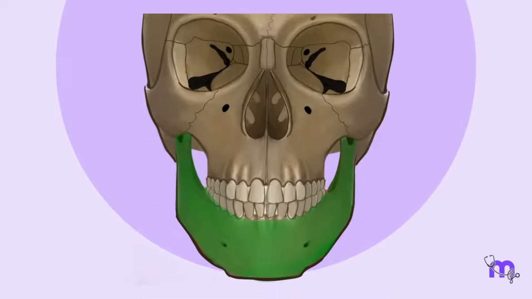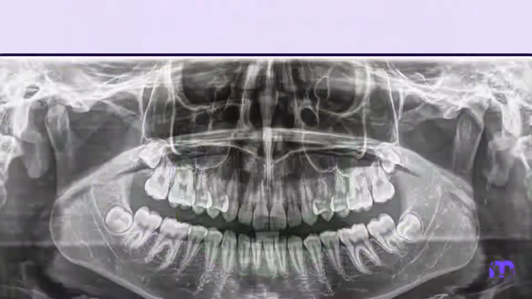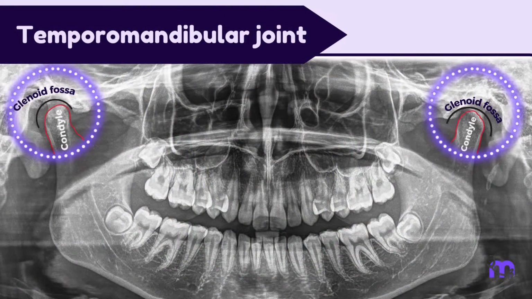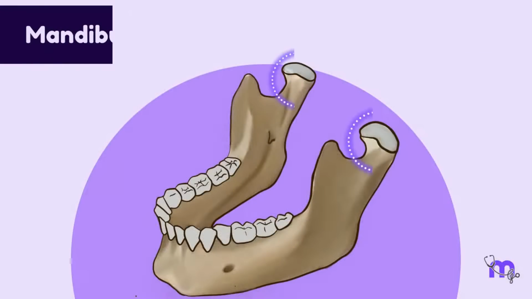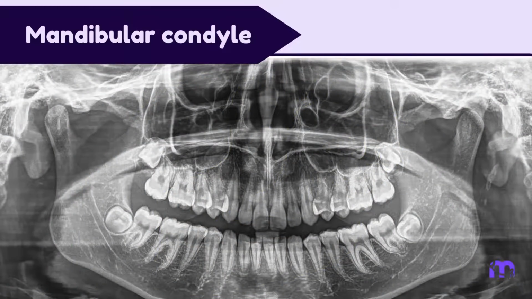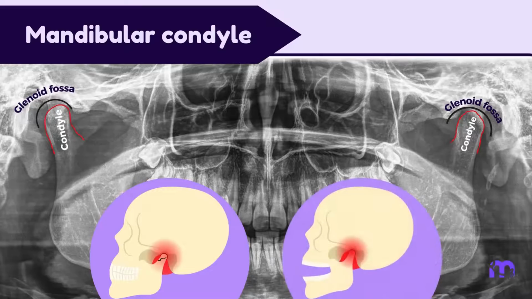Moving ahead, let us discuss the landmarks of the mandible visible in the panoramic view. We mentioned earlier that the TMJ is formed by the glenoid fossa and the condyle of the mandible. The mandibular condyle is a rounded bone projection extending from the posterior superior border of the ramus of the mandible. On the panoramic radiograph, it appears as a radio-opaque projection that articulates with the glenoid fossa of the temporal bone. Condylar fractures and TMJ disorders can be assessed in an OPG.